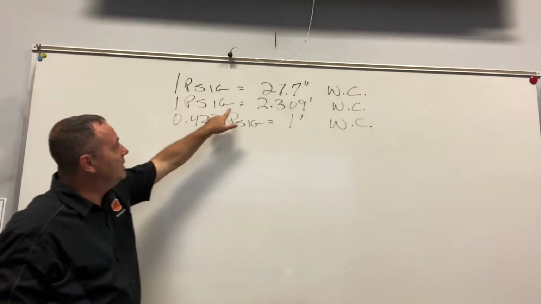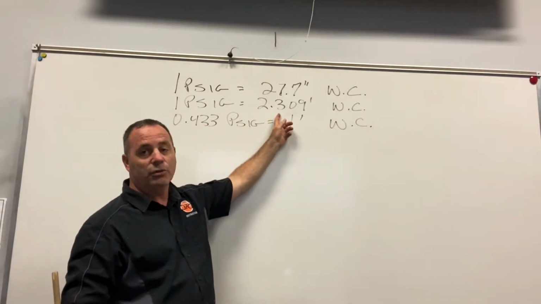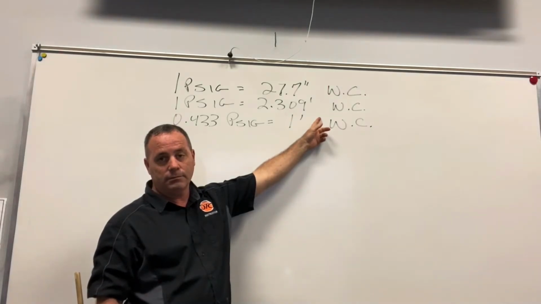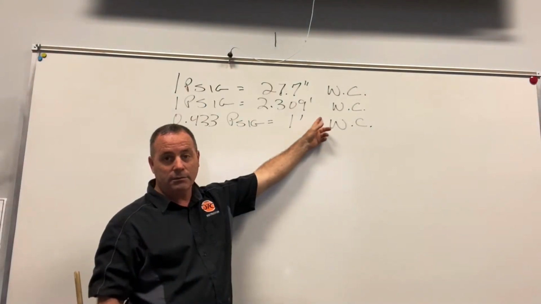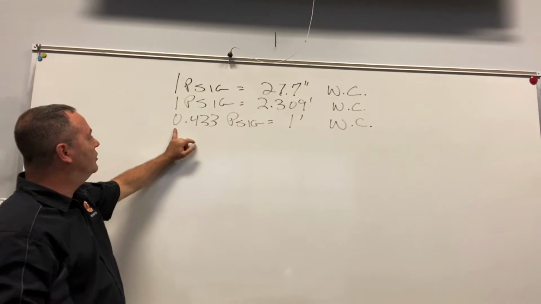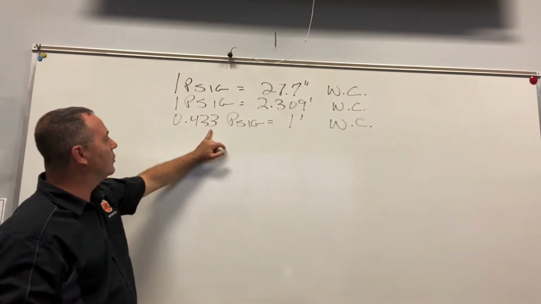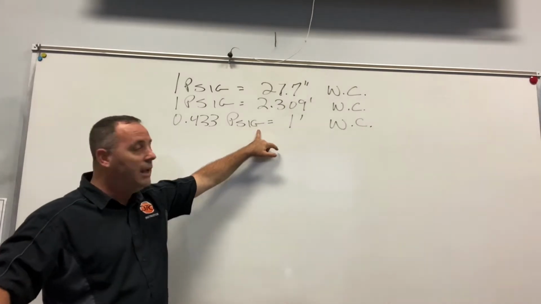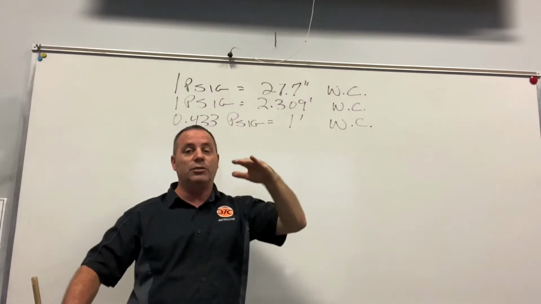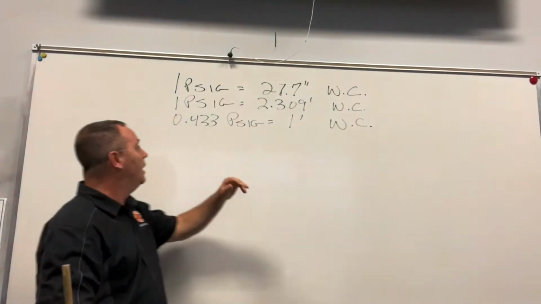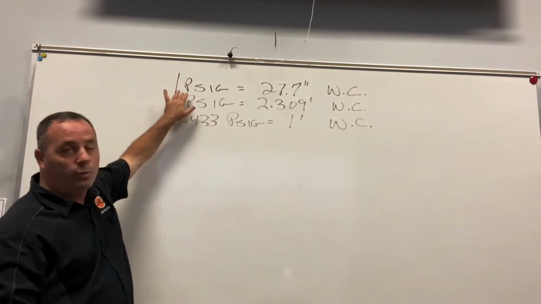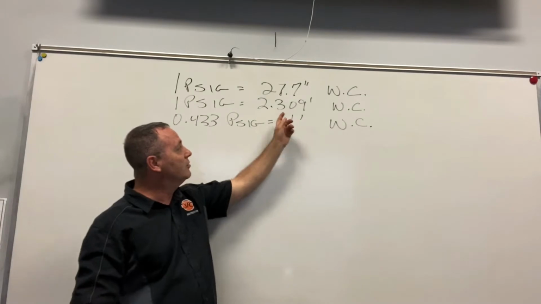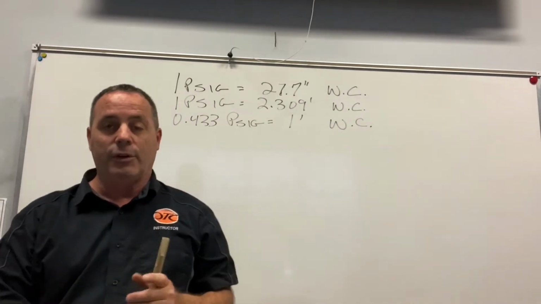1 psig equals 2.309 feet. Right? 0.433, a fraction of a psig, equals 1 foot, 12 inches of water column. So one per square inch of gauge pressure equals 2.309 feet of water column.